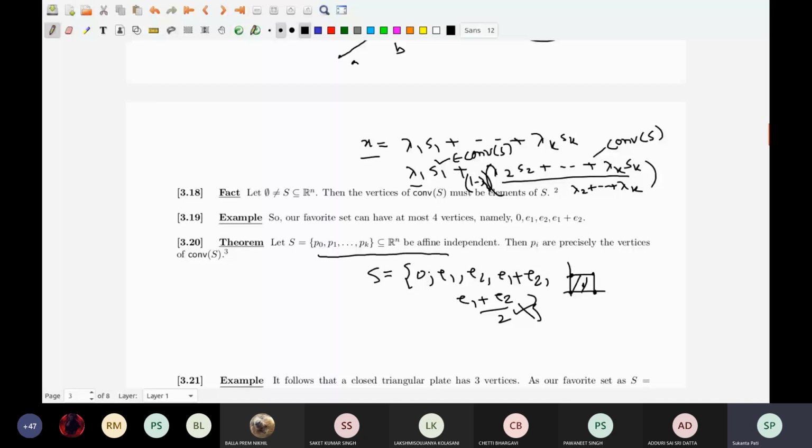This can also happen even when S is not affine independent. For example, here you had 0, E1, E2, E1 plus E2, and the convex hull had these 4 points as vertices. However, these 4 points were not affine independent. They were affine dependent because the vectors E1 minus 0, E2 minus 0, E1 plus E2 minus 0 are linearly dependent.